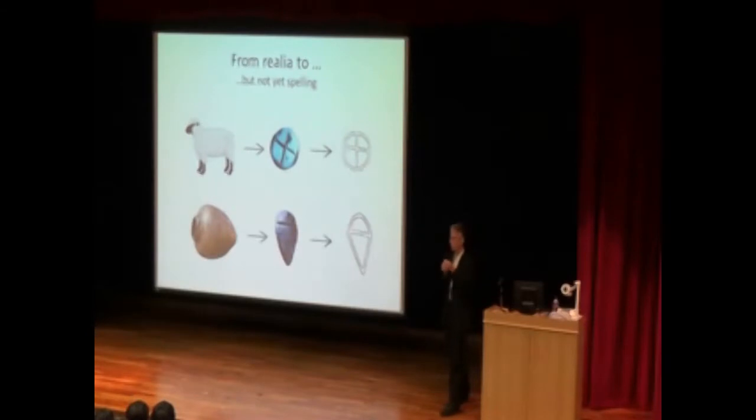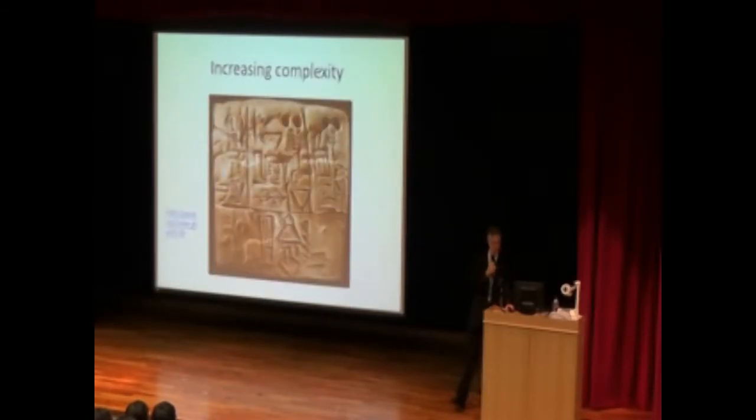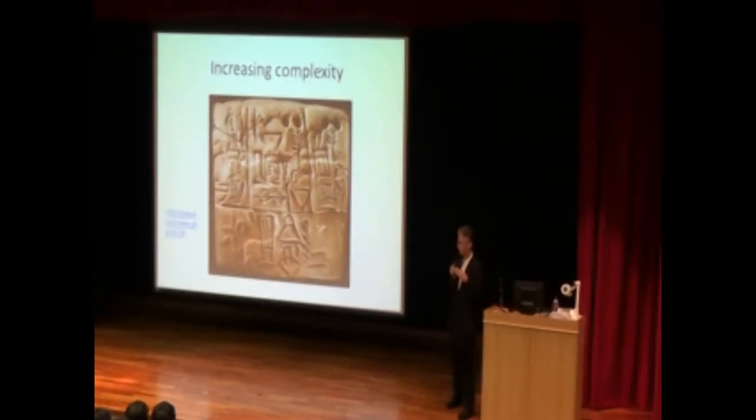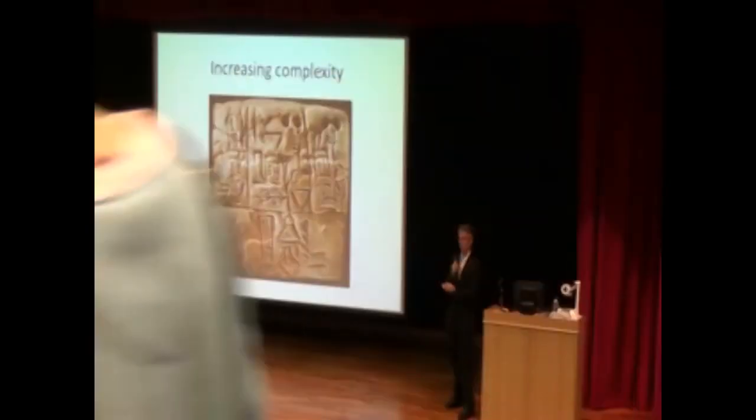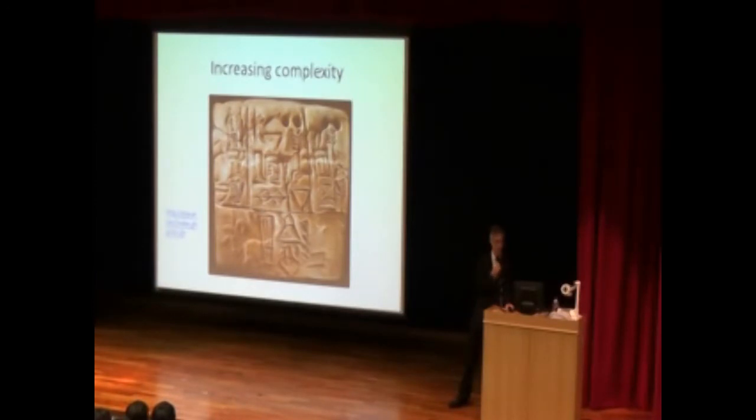Then over, say, 1 or 2,000 years, the sheep is represented by a stone with a mark on it. And then after a while, no more stone, just a mark on a piece of wood or whatever is available. I don't think paper was available back then. And then you can see increasing complexity. So we're getting closer and closer to the writing that we know today.